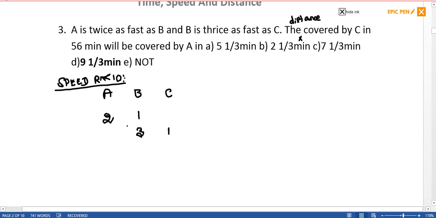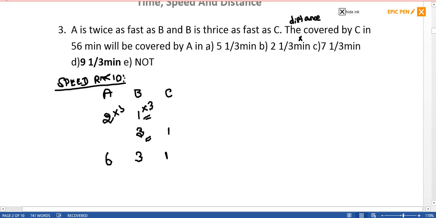So what's the combined ratio between A is to B is to C? For that I need to multiply this by 3. What happens? This is 6 is to 3 is to 1, right? Both the terms need to be constant. Only then I can arrive at the combined ratio between A, B and C, and this remains the same. So this is my speed ratio here.